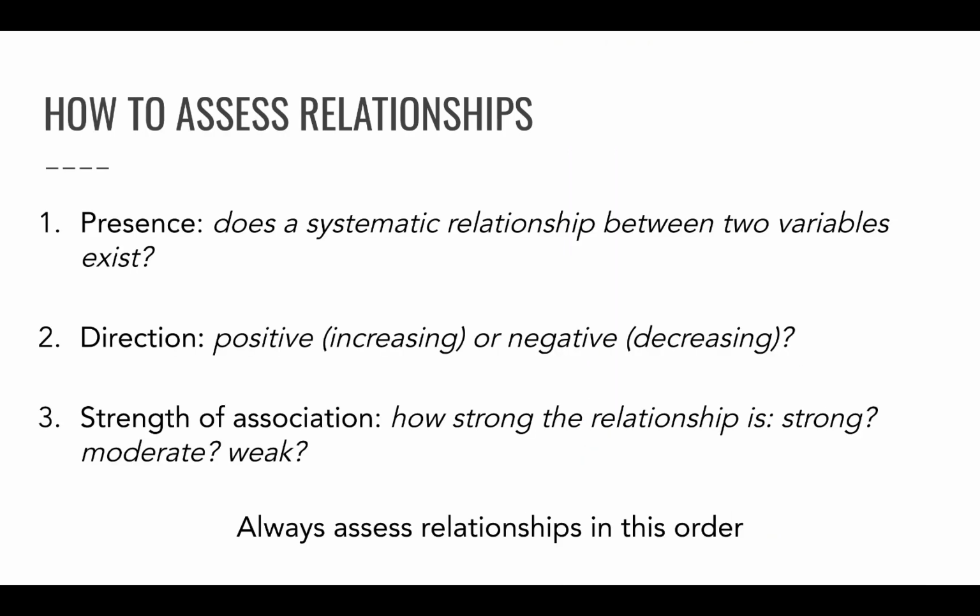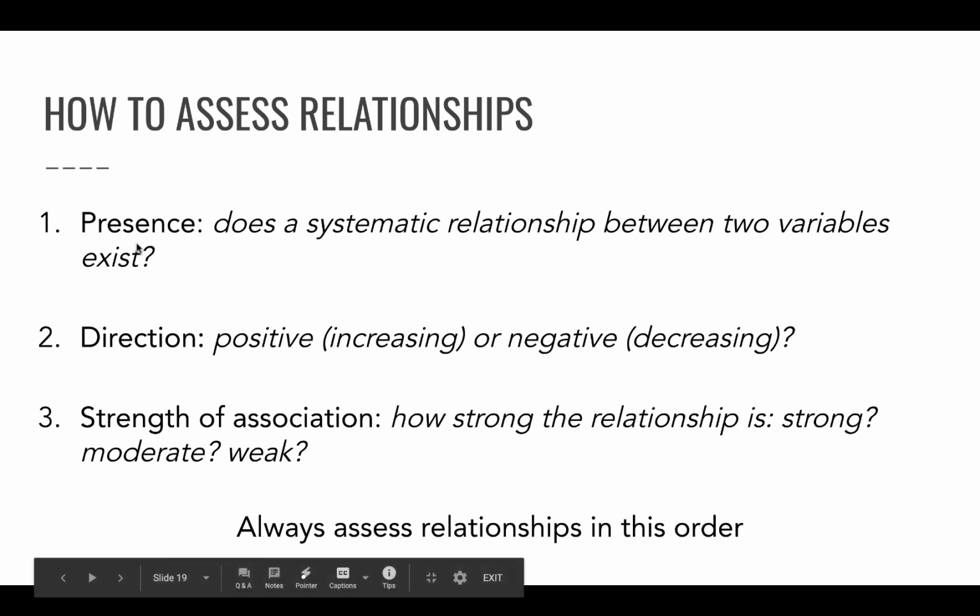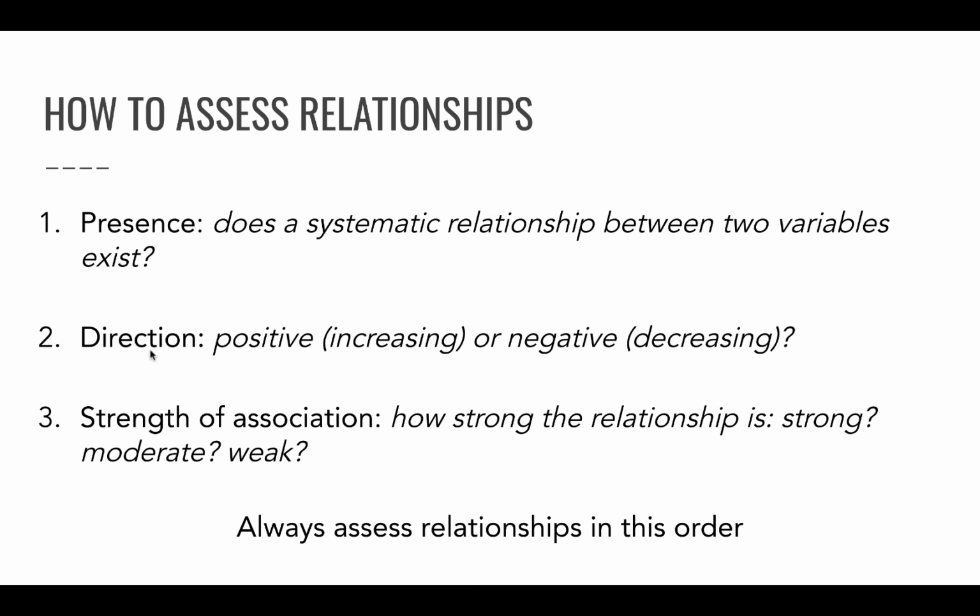So the first thing you want to look at when looking at relationships is whether there even is a relationship present. So first you look at presence. Second, you look at direction. Is this relationship positive or negative? So is it an increasing or a decreasing relationship? And then lastly, you look at the strength of the relationship. How strong is that relationship? Is it strong, moderate, or weak? So you always want to assess relationships in this order: presence, direction, and then the strength of that relationship.